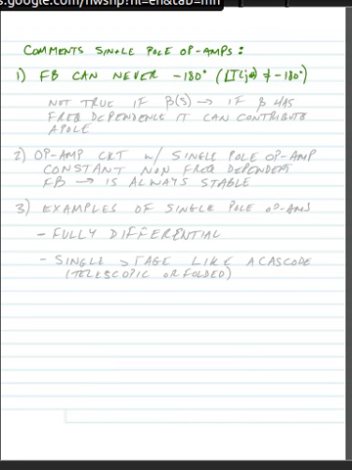Now, we've made this point, but this is not true if beta has frequency dependence. In other words, if we had a beta that has a frequency dependence, beta can contribute a pole to the system. And if it contributes a pole, then we have potential for instability.